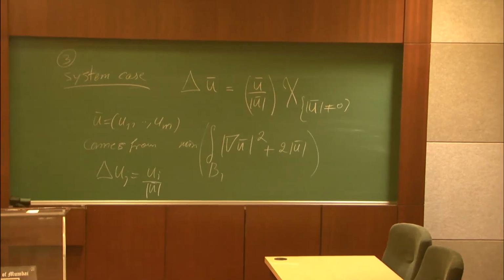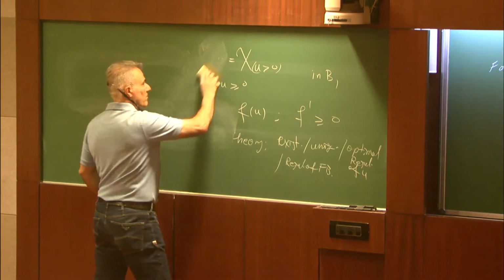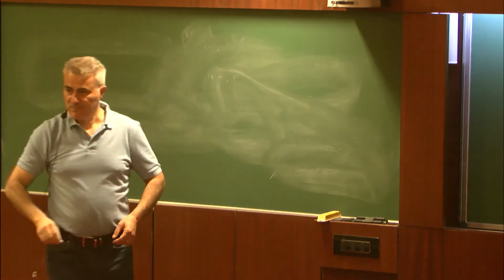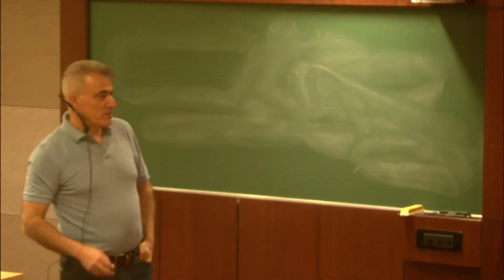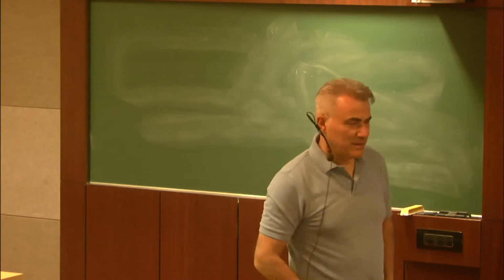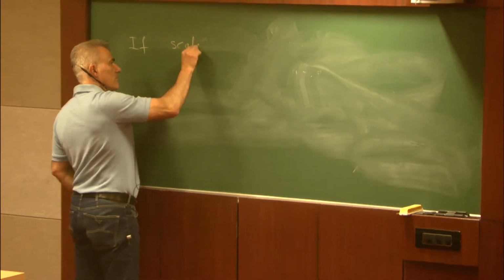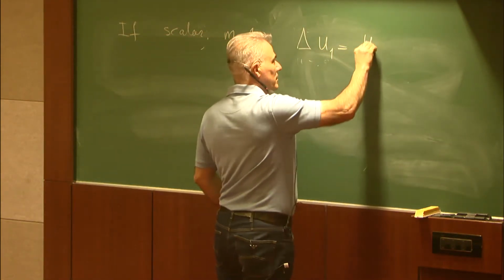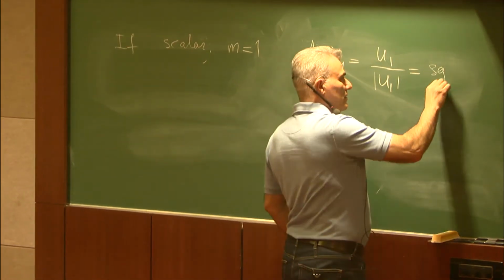Let us look at a few situations here. I allow you to change sign. So the components can be negative and positive. Of course, you can also ask them only to be non-negative. But let's look at this function. If it's scalar, that is, only one component, what do you get? You get the Laplacian of u1, only one component, is u1 divided by the length of u1. And what is this? This is the sign of u1.